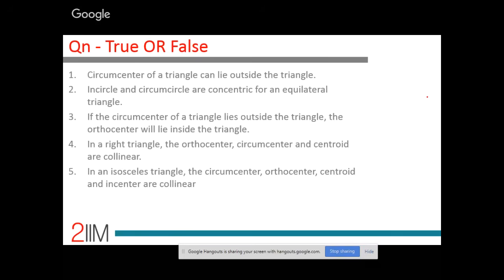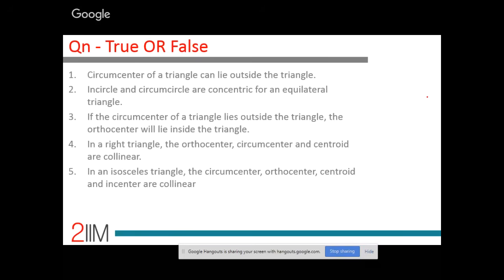Centroid and incenter are always inside. Orthocenter and circumcenter can lie outside. They lie outside for obtuse angle triangles. For acute angle triangles, all 4 will be inside. For right angle triangles, they lie on the triangle. The vertex containing the right angle will be the orthocenter, and the circumcenter will be on the hypotenuse. So circumcenter and orthocenter are inside for acute angle triangles, on the triangle for right angle triangles, and outside for obtuse angle triangles.